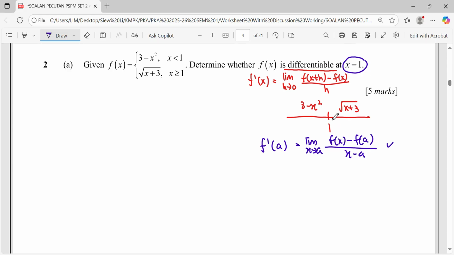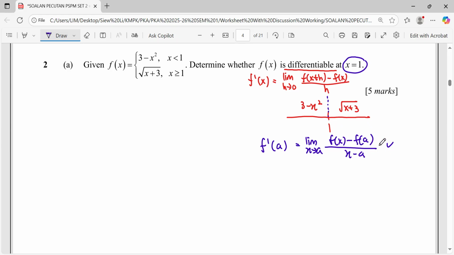So look at x approaches 1 here. When we get near to x equals to 1, the left hand side and right hand side are different functions. So we need to find our limit from the left hand side and right hand side, and see whether they are the same or not. If they are the same, then only this limit exists. Then when this limit exists, only then can we say it is differentiable at x equals to 1.